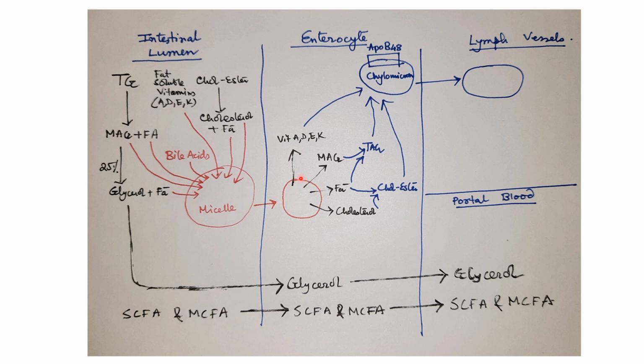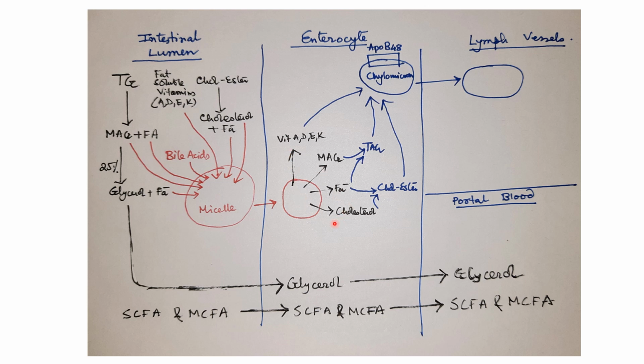They enter into the enterocyte cell, and then again, all of them get free. So the purpose of micelle is just to get them absorbed from the lumen into the enterocyte cell. In the cell, they are freed again.